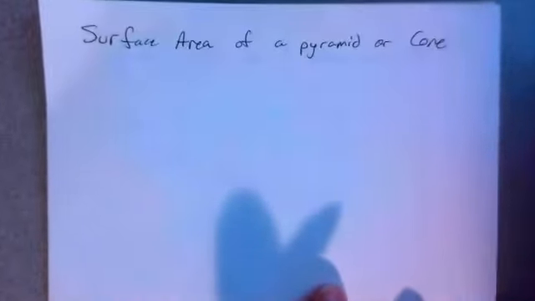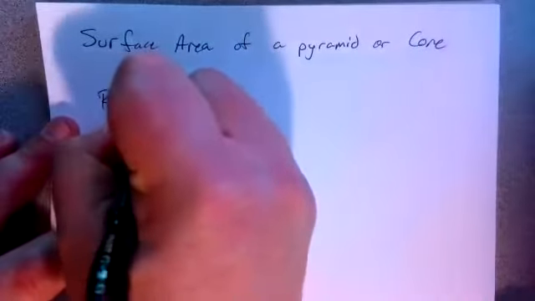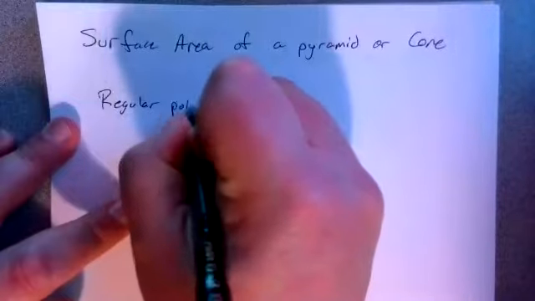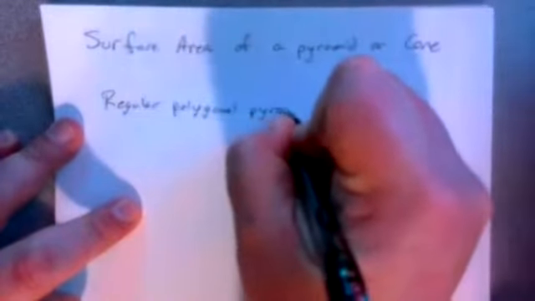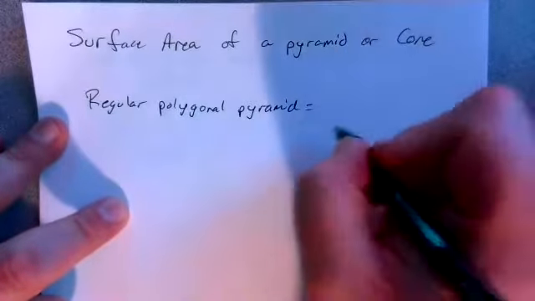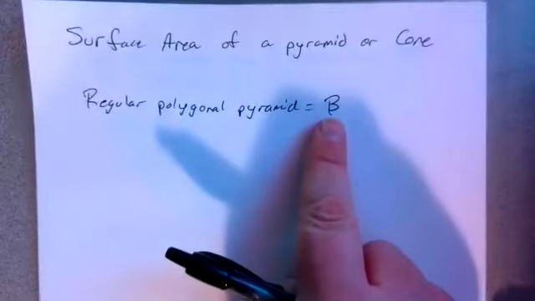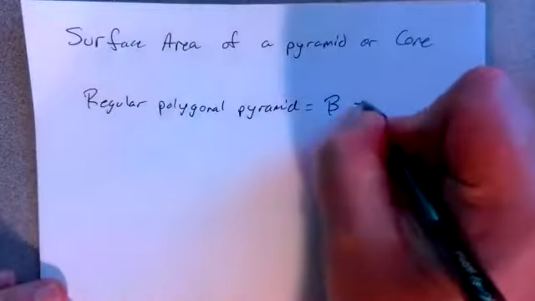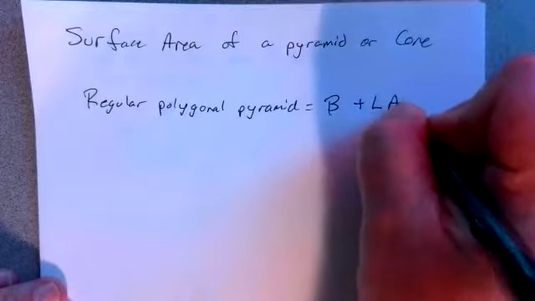Surface area of a pyramid or a cone. So for a regular polygonal pyramid, it's going to be equal to the area of the base. Remember, that's big B. Big B stands for the area of the base, plus our lateral area. So I'm going to write lateral area like that.